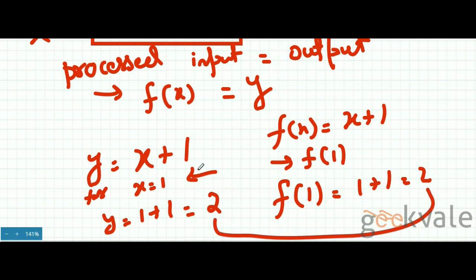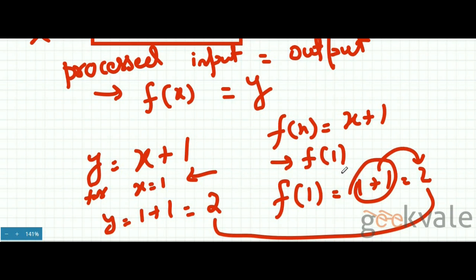Hence verified that for the processed input, when the process is complete and adding 1 is done, we get the output 2. Correct? During the process they might not be the same, like 1 plus 1. Okay, you can say that they are the same but not exactly equal, right? You have to do one more step. You have to finish the processing, adding 1, to get the output.